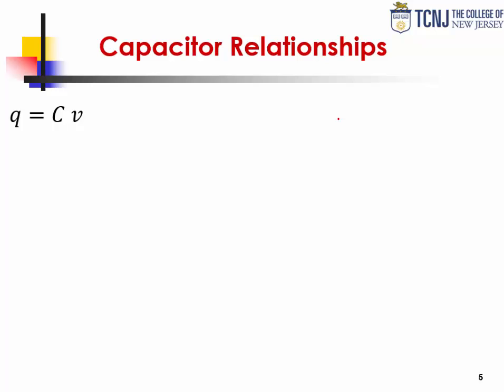So let's look at the capacitor relationships. The capacitor is going to store charge, and the amount of charge that the capacitor can store is directly proportional to the voltage across it, the voltage with which we are forcing that charge, that current, into the body and the cavity of the capacitor, and the physical characteristic of the capacitor, of the device, which we're going to call capacitance.